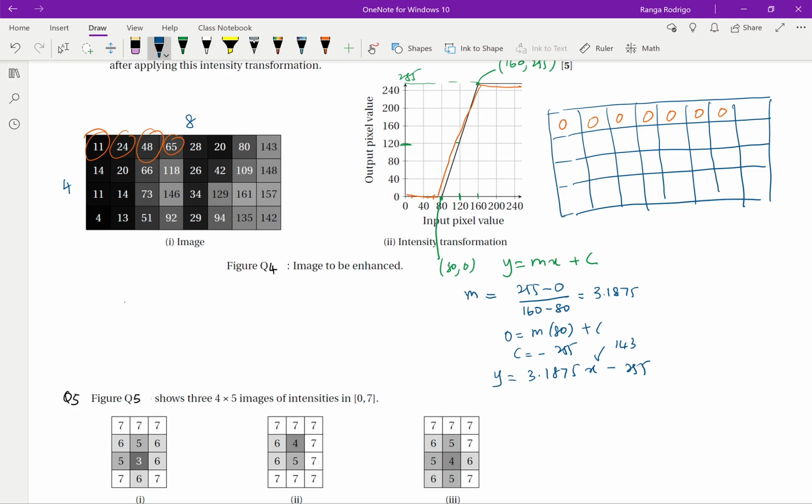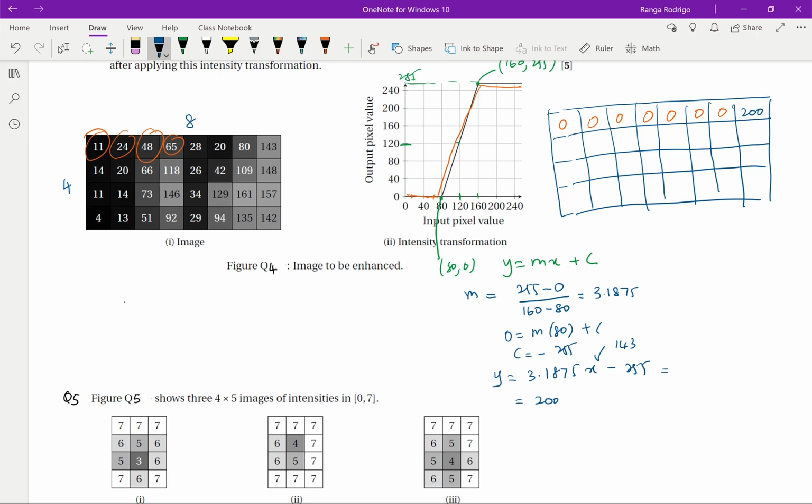And for 143 you get 200. So here you get 200. So I think you get the point. For many of these you will get 0, but for some you will get large values. But for values beyond 160, is there any value beyond 160?